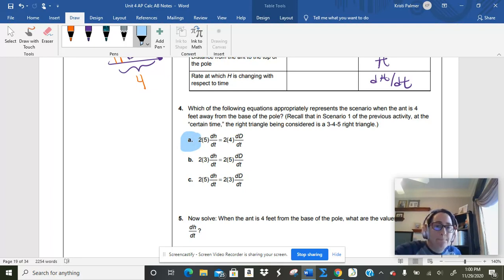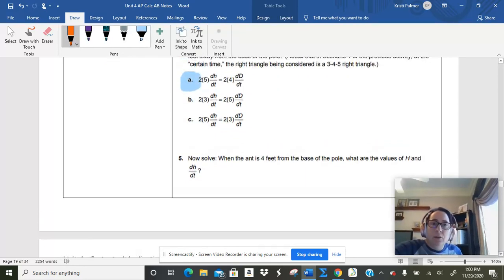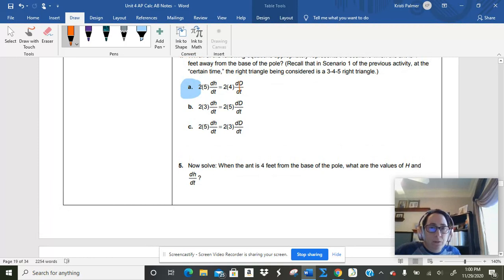Okay? And then go ahead and solve. The only thing left to do is plug 1 in for dd dt, and solve for your dh dt. See if you get 0.8 feet per minute.